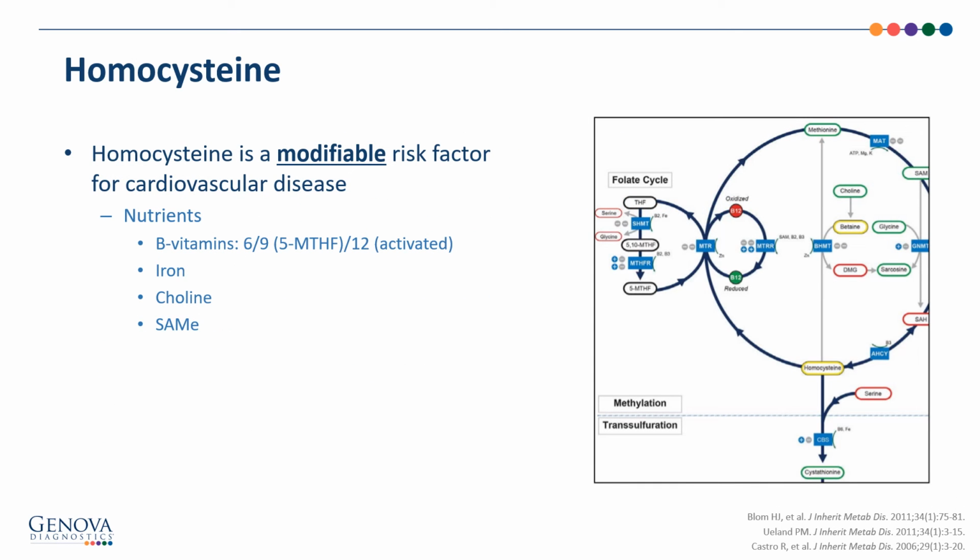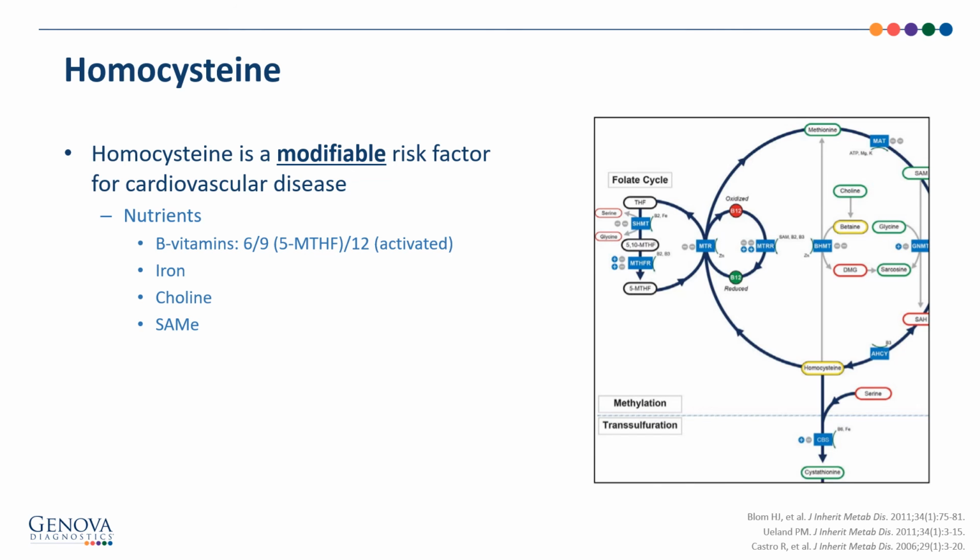Again, another modifiable risk factor is an elevation in homocysteine. So looking at the diagram, you can see that SAH, the precursor to homocysteine, and the ability for the two to interconvert, only potentiating cardiovascular risk.